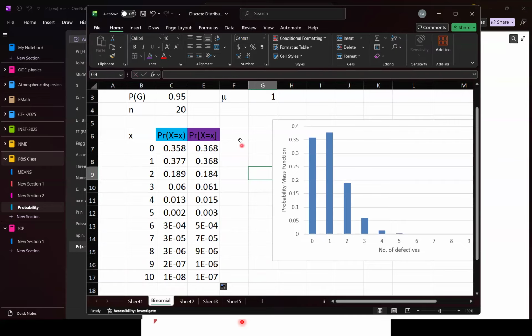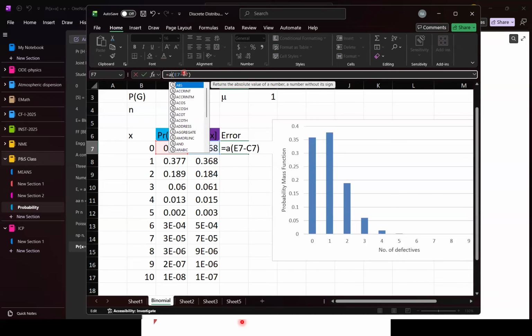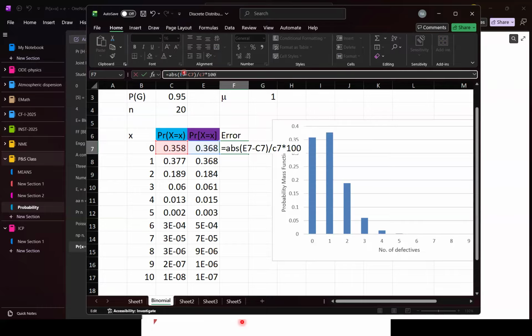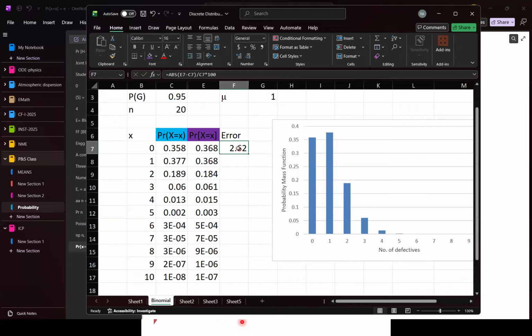So we can then calculate the error. It is the approximate value from the mathematical approximation compared with the exact one. So that's going to be the absolute error. And let's convert that to percentage, so again the reference value times 100. So there is less than 3% error.